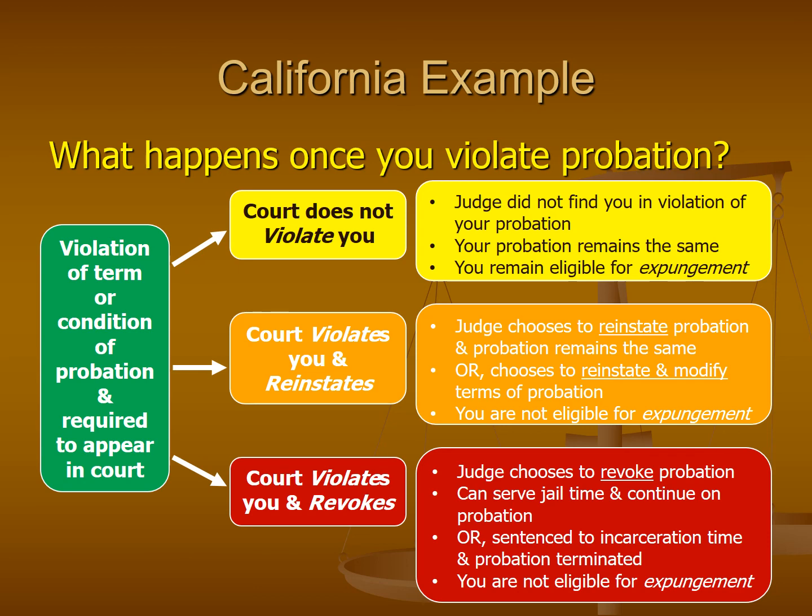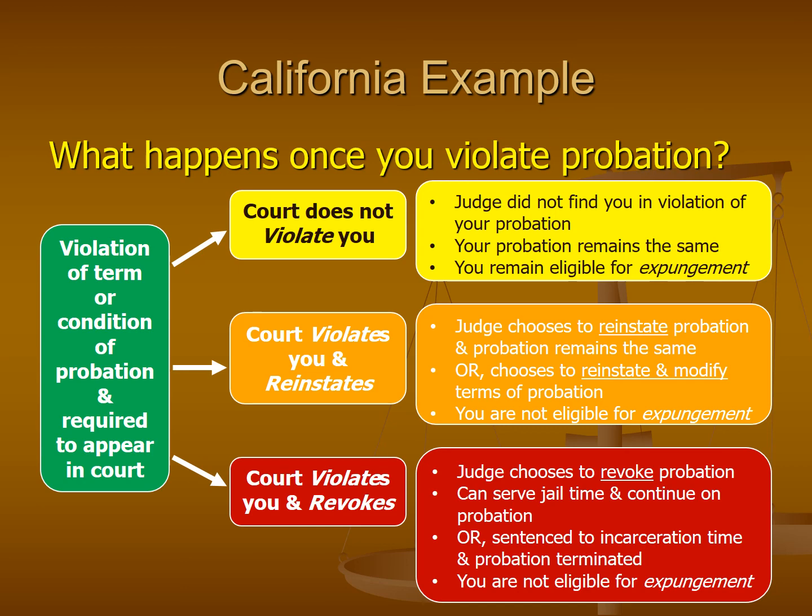And I apologize for making this such a wordy slide, but it gives you a general breakdown. Once again, it's simplified, but it's a general breakdown of what happens in California if you are found to be in violation of your probation. So you violate a term or condition of your probation, the officer notes it and files a report. That moves up the chain of command and makes its way to the court, and you are then required to appear in court.